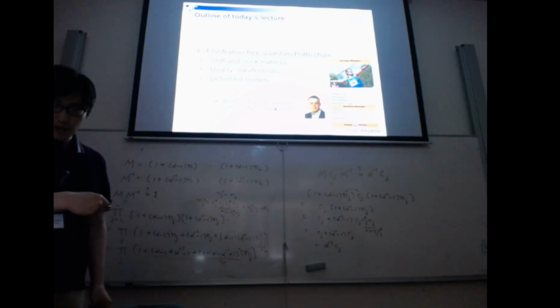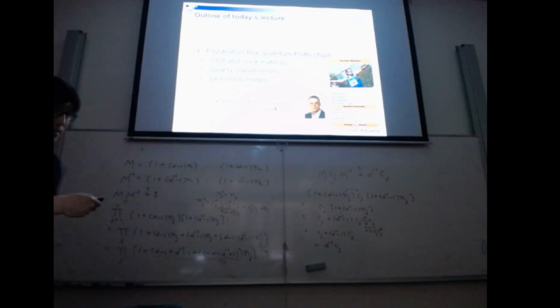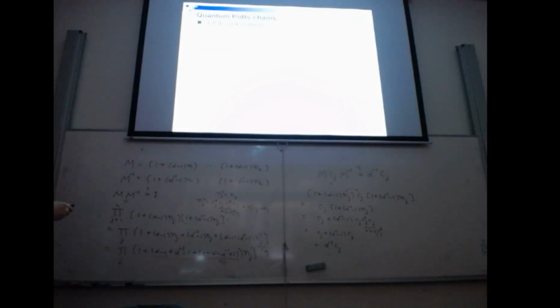Anyway, we studied the frustration-free version of the quantum Potts chain. So, okay, let me explain what it is. Here sigma and tau are so-called shift and clock matrices, and here this tau_i is an eigenstate of tau, but sigma changes this index i, from i to i minus 1. And this n is some integer, 2, 3, 4, and so on.